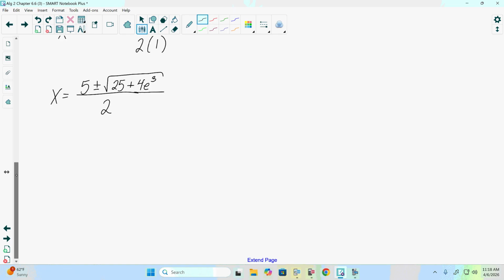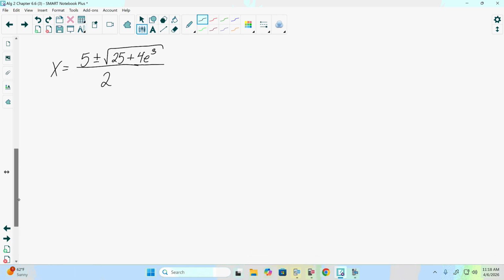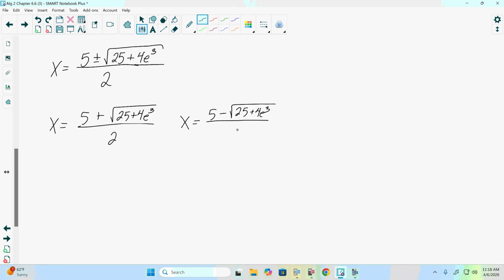And really, we have 2 answers. And we're going to have to split them apart, plus and minus. And the reason I say that, we split them apart and now we're going to get that decimal approximation, is because there is a chance that one of these does not work in the original context. So we're going to have to see which one it is.